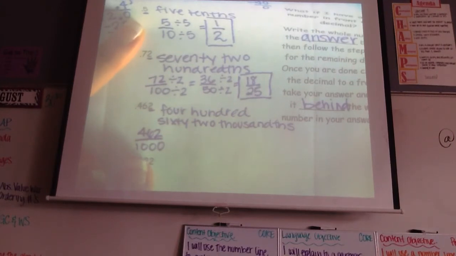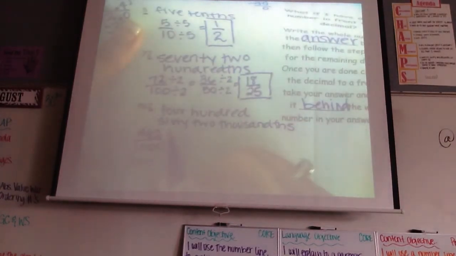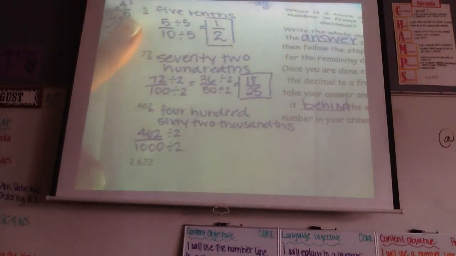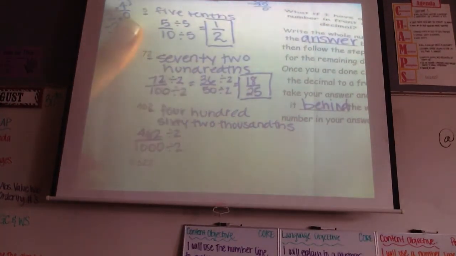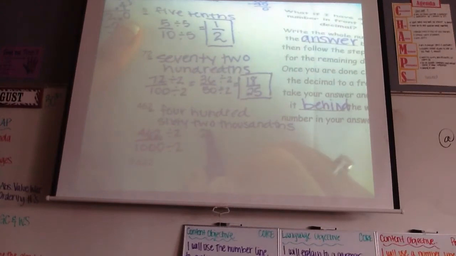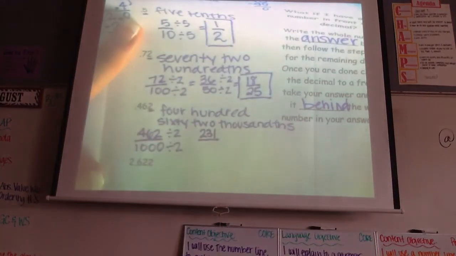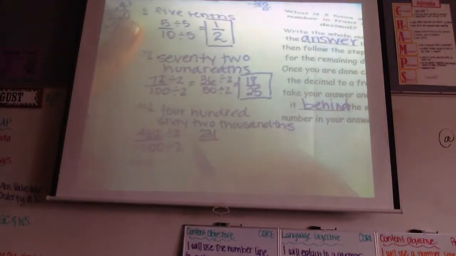But I know that I can divide by 2 because both of these are even. So I'm going to divide the top by 2 and the bottom by 2. Remember that if you can't think of the biggest number that goes into both of those and they're both even, we'll start small and divide by 2. You'll always get where you need to be. 462 divided by 2 is 231. And 1,000 divided by 2 is 500.